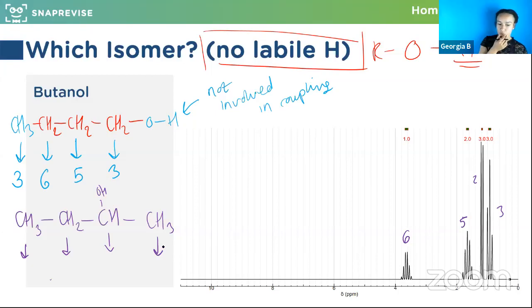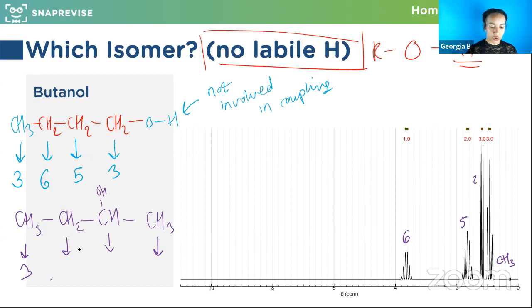Yeah, so it's not butane 1-ol, it's got to be butane 2-ol, but let's go through why quickly. So the splitting pattern for the CH3, what should it be? Yeah, it should be a triplet. There should be 3. So the CH3 group must therefore belong to this peak. That's our triplet. There's 3.